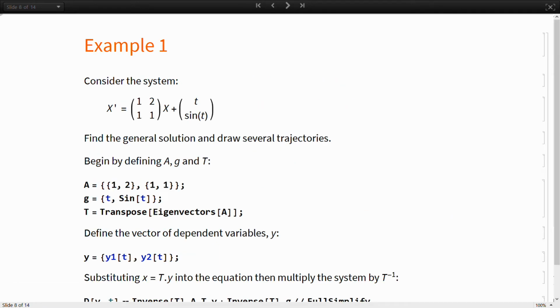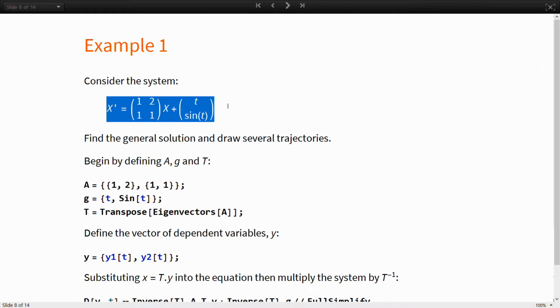Let's use this method of transforming the x-vector to solve the non-homogeneous system of differential equations here. Once we have the solution, we will also draw several of the solution trajectories. To begin with, define the matrix A and the vector g from the differential equation, and construct the matrix T from the eigenvectors of A.